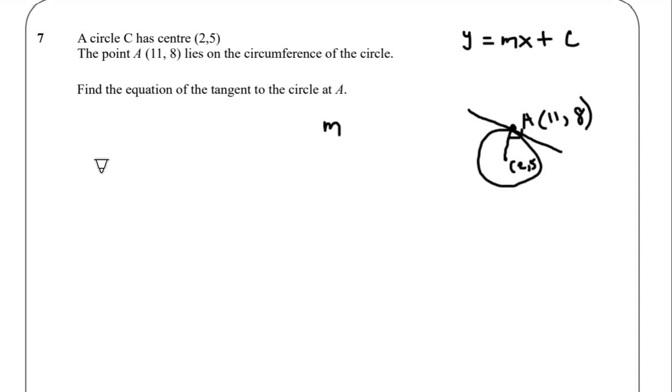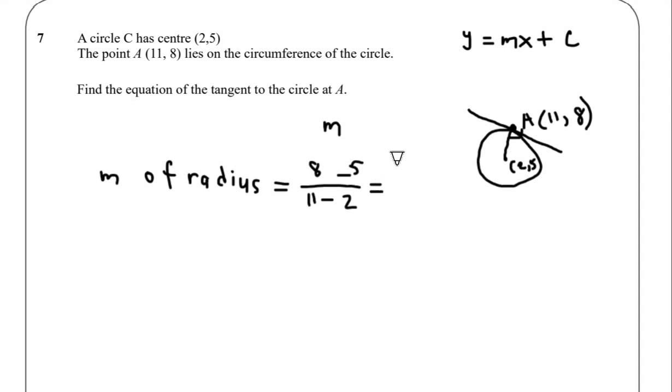So first of all, we can easily find the gradient of the radius of the circle because we know 2 points on the radius of the circle. One is the center and the other is the point A. So gradient of the radius is change in y divided by change in x. So it's 8 take away 5 over 11 take away 2. So that is going to give us 3 over 9, which is 1/3.